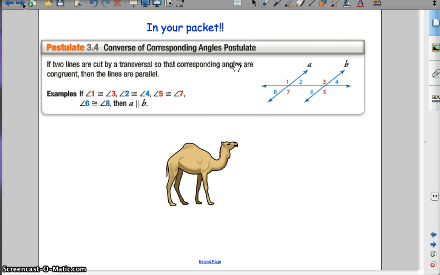All right, and don't mind the camel. I had a student tell me I needed to add some animals to my lessons, so that is exactly what I did.